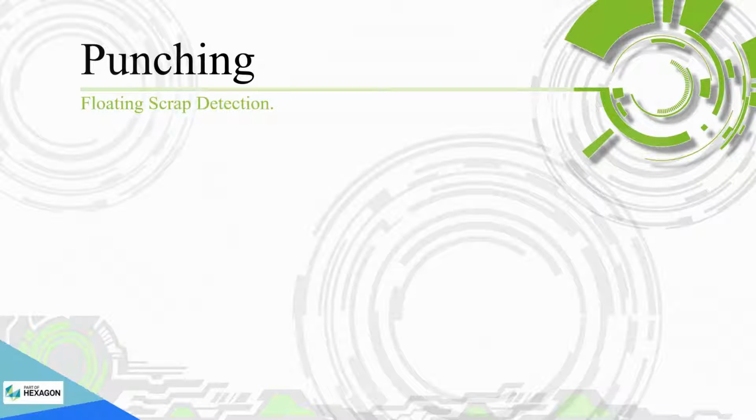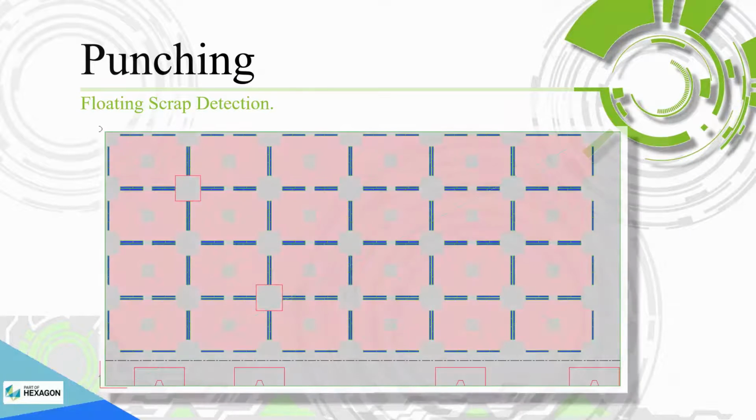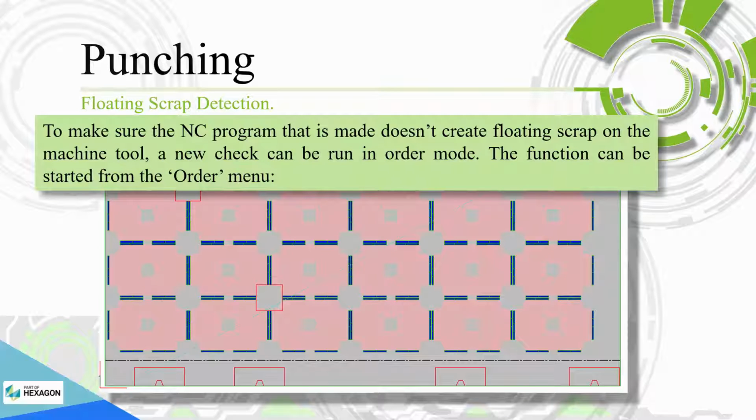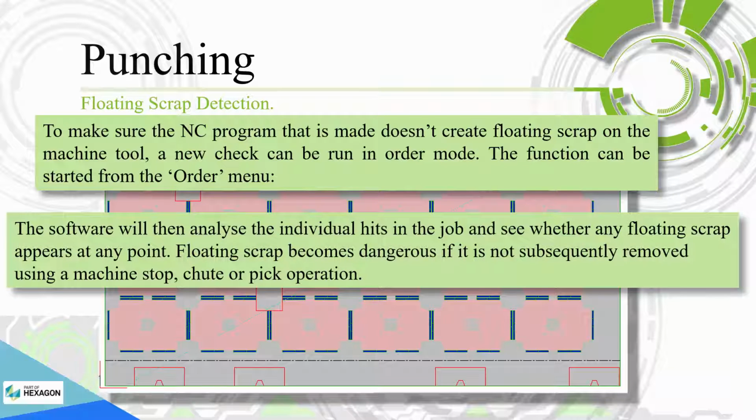Punching, floating scrap detection. A great new feature has been added to punching in order to detect floating scrap. To make sure the NC program that is made doesn't create floating scrap on the machine tool, a new check can be run in order mode. The function can be started from the order menu. The software will then analyze the individual hits in the job and see whether any floating scrap appears at any point.